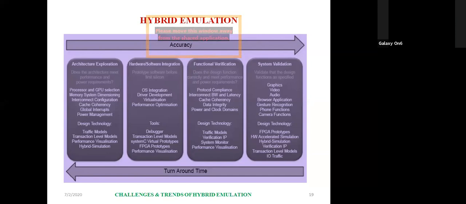How to select your processor, how to select your GPU, the memory system, interconnect configuration like AXI, APB, cache coherence, global interrupts, and power management system. What is the design methodology, what are the traffic models, transactional models, and what is a hybrid simulation for that. Then you go for the hybrid software integration.